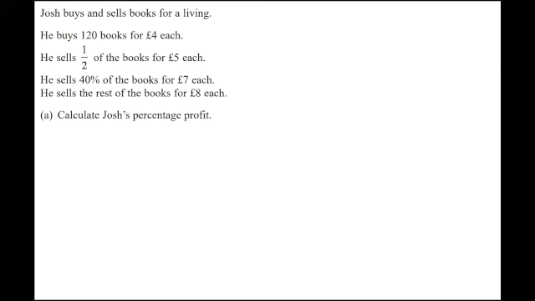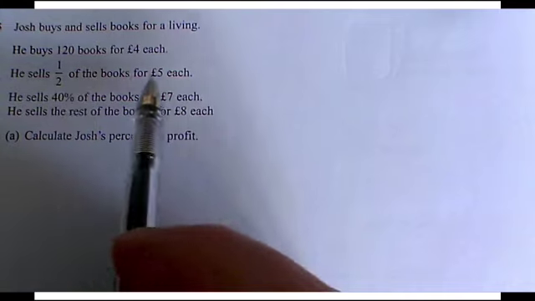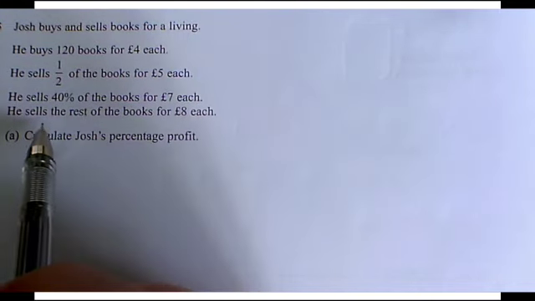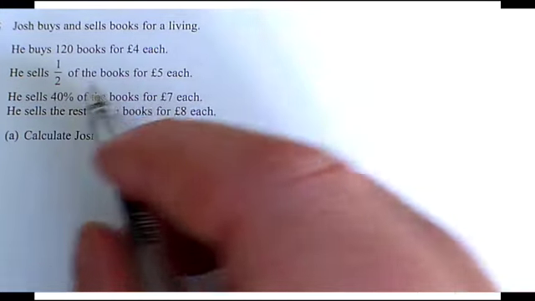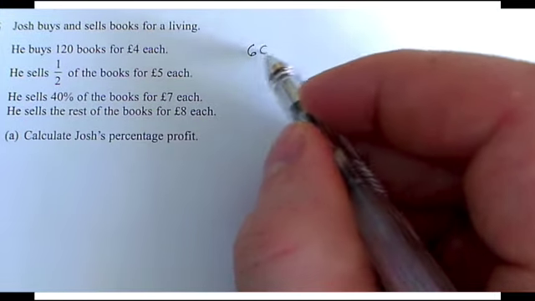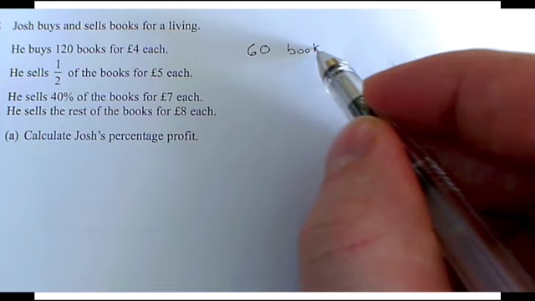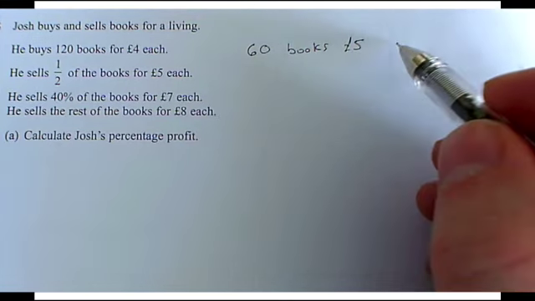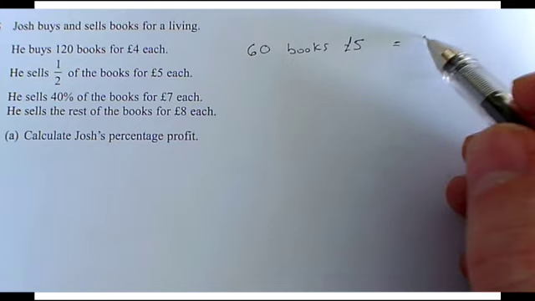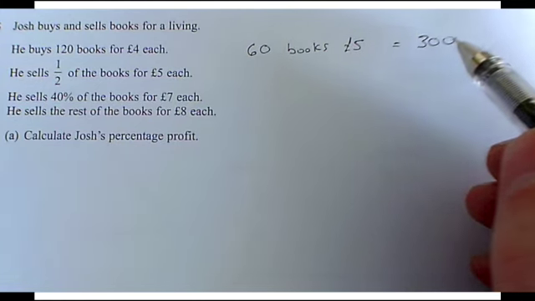Here we have a percentage question. You can see that he's bought 120 books for £4, so he must have spent 4 times 120 on these books, which is £480. Let's see how much profit he made. So half of these books, that's half of 120 books, which is 60 books, are sold for £5 each. And 60 times 5 is going to be 300, isn't it? So he's made £300 already.